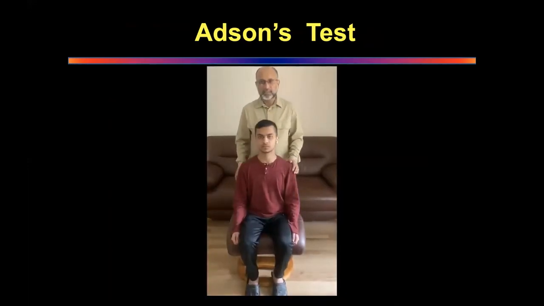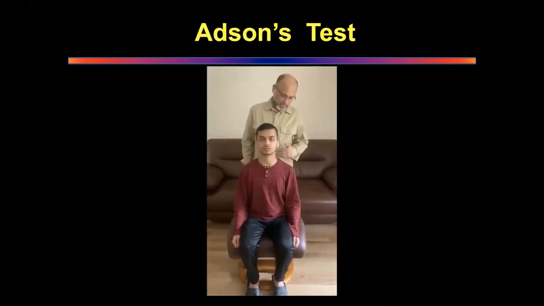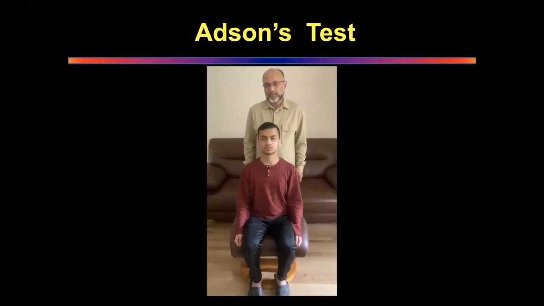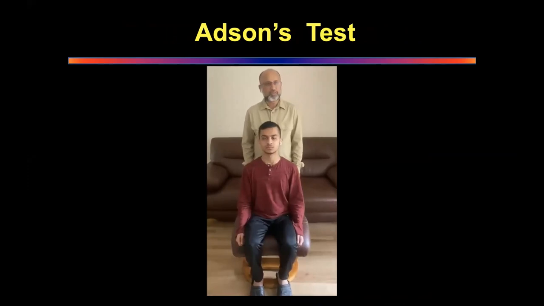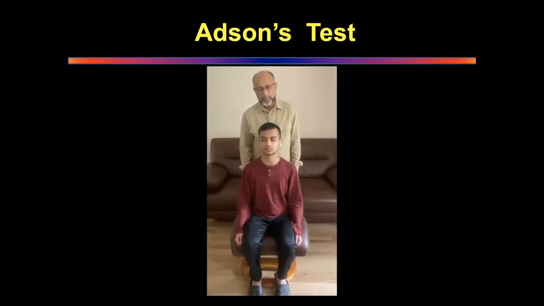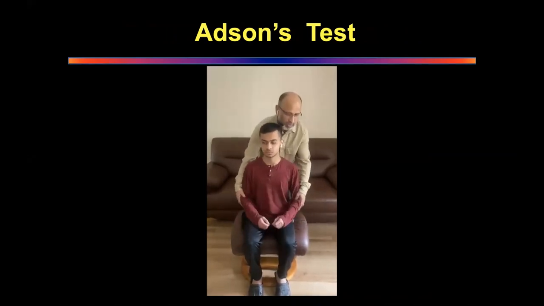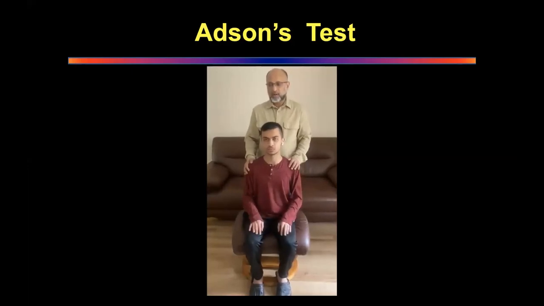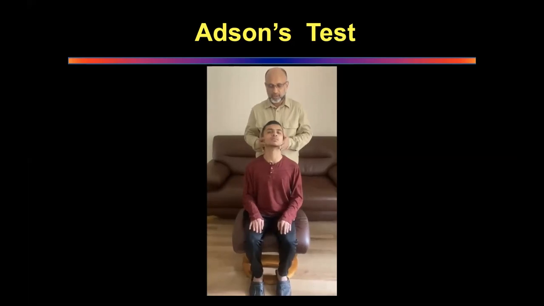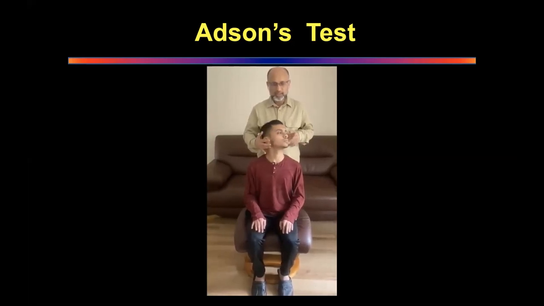The Adson test is designed to decrease the space in the interscalene triangle. The sensitivity is 79% and the specificity is about 76%. Because of the low accuracy values, it's difficult to tell how accurate this test is. You stand behind the patient, you have the patient put his arms on his lap, and you ask the patient to rotate and extend his neck to the tested side. So he does an extension and then rotation, and then he takes in a deep inhale.